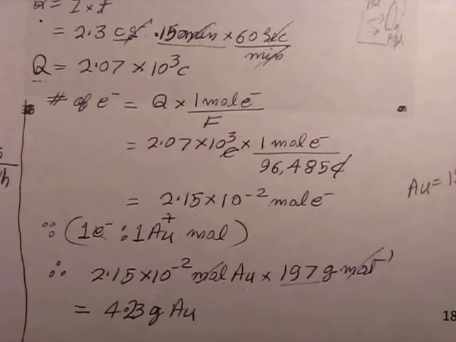So these were some examples related to electroplating and electrolysis. You can solve some more examples to learn.